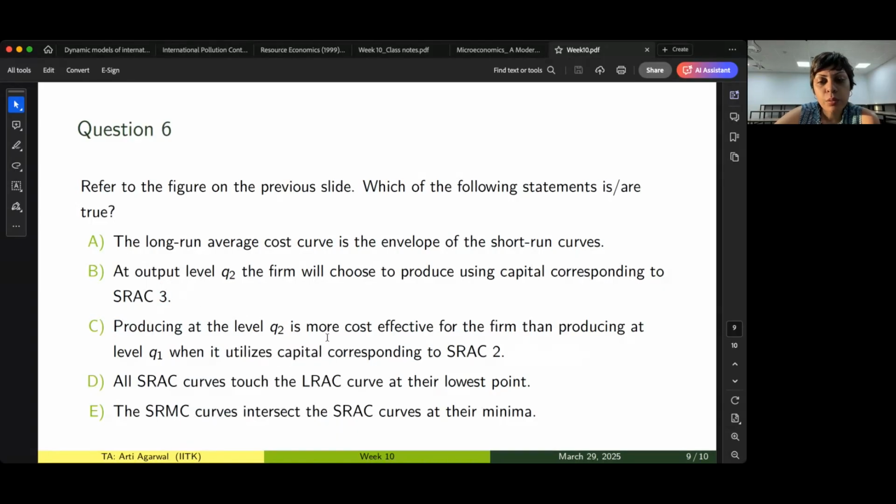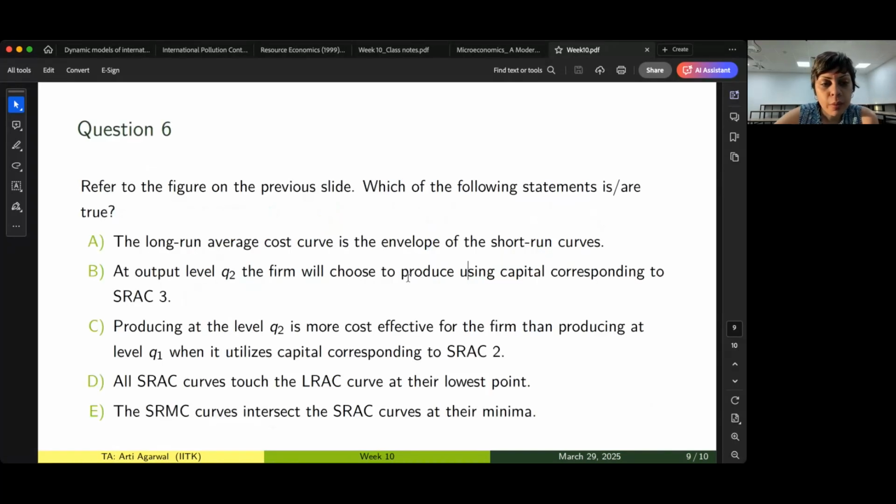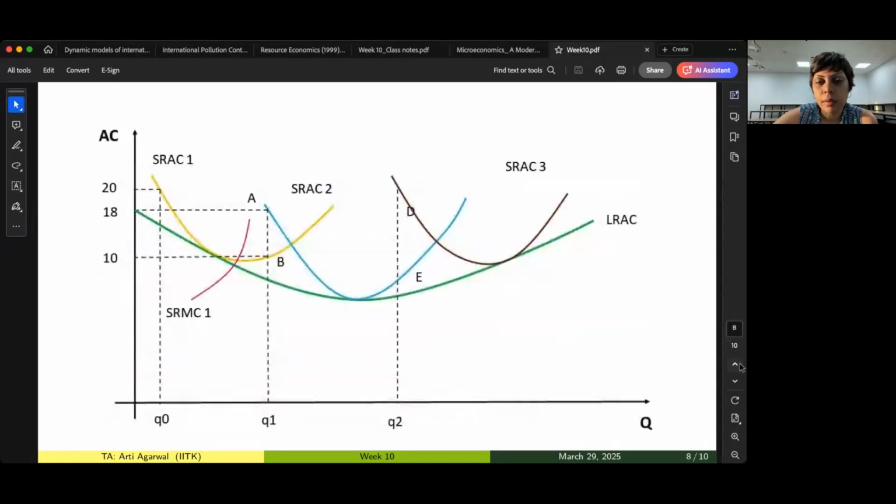Producing at the level Q2 is more cost effective for the firm than producing at Q1 when it is using capital corresponding to SRAC2. Let's see SRAC2. Q1 costs are much higher than Q2, right? Let's go back to the question. So Q2 is not more cost effective than Q1, right? Q1, no, sorry, the other way around. Q2 is more cost effective than Q1 because the cost associated with Q2 in the second run is much lower than the cost associated with Q1 in the second run. Let's just look at where the dotted lines are intersecting the blue curve.